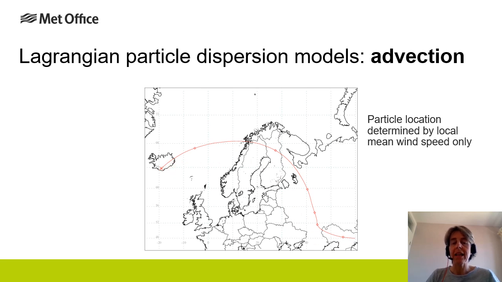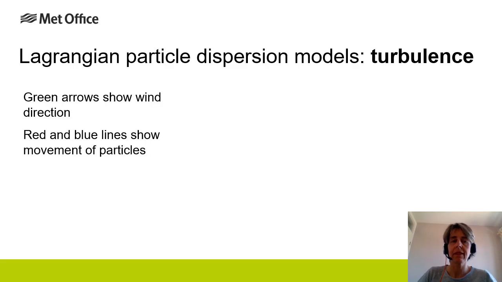If we were to release many particles at the same location and time, they would all follow the same mean trajectory. However, we also need to take into account the effects of small scale motions not resolved by the input NWP data. For example, small scale three-dimensional turbulent motions. And we do this by adding on random turbulent components to the particle advection using random walk techniques.